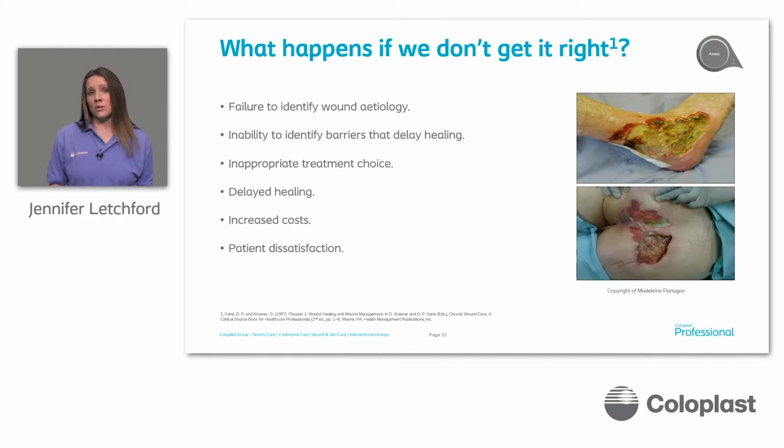So what happens if we don't get it right? Well, we've already discussed Betty's story and we've seen the difference that an optimum pathway versus suboptimum pathway can make. Failure to identify the wound etiology will result in slower wound healing. The inability to identify any barriers to healing, again, will slow that healing process down, meaning the patient is living with the wound for longer. It could also lead to inappropriate treatment choice, increased costs, and real dissatisfaction from our patient.